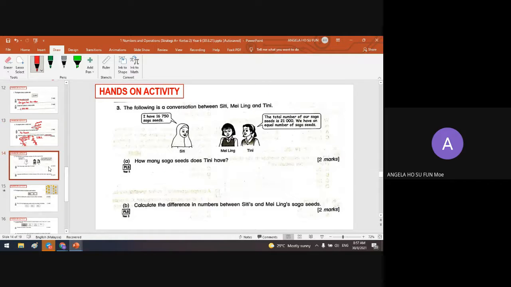Next. Okay, question number 3, hands-on activity. Look at the conversation. Siti said, I have 16,750 saga seeds. Okay. Then Tina said, the total number of our saga seeds is 21,000. The total number of our saga seeds means that both of them, we have an equal number of saga seeds. Both of them total is 21,000. They have the same equal number of saga seeds. Okay, that is a conversation.